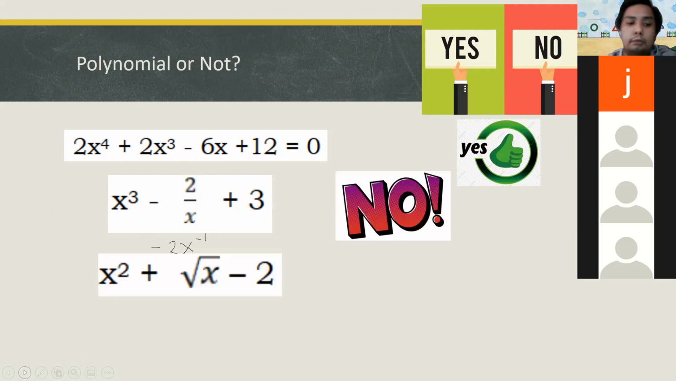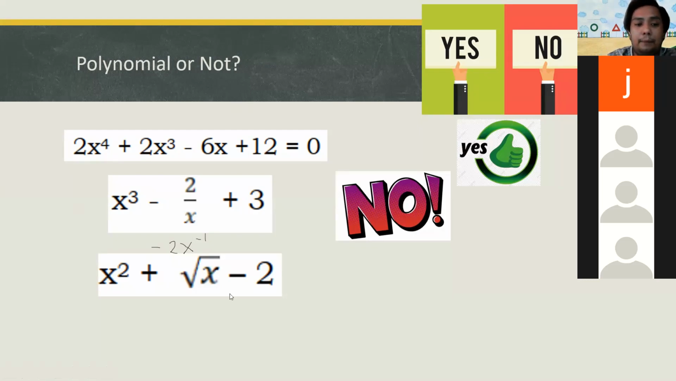How about this one? X squared plus the square root of x minus 2. Not polynomial po, sir. Bakit po? Daniel, alin po dyan part ang hindi naging polynomial? May variable siyang x. Saan? Sa loob ng? Radical sign po. Okay po, nasa loob siya ng radical sign.